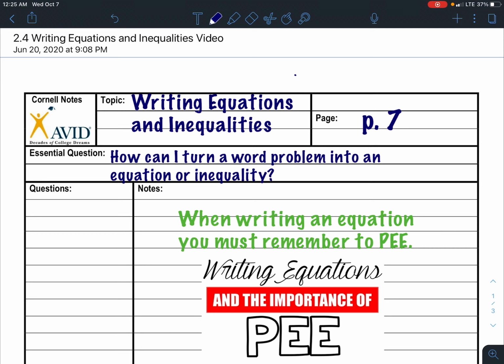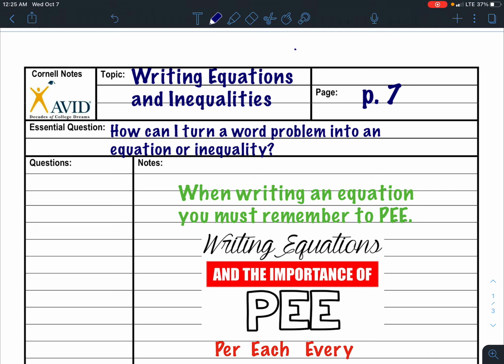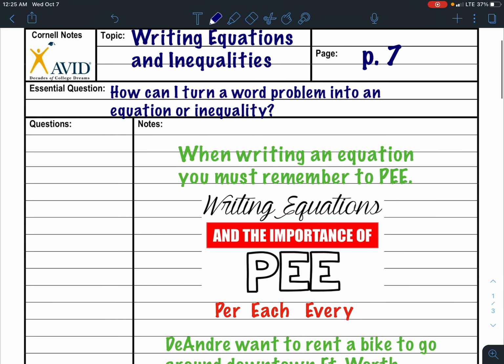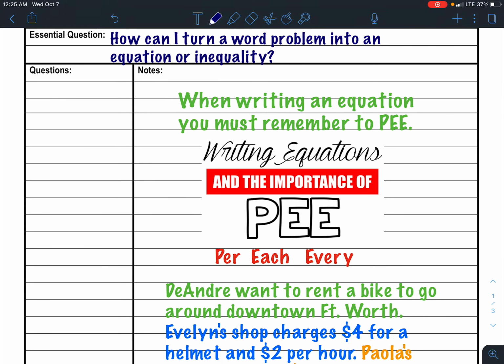So anytime they give you a word problem of a mathematical situation, I want to be able to turn this into an equation that I can solve for different answers. So whenever you're writing an equation, you must always remember to P. And I know that sounds kind of funny, but it'll help you remember. So writing equations is all about the importance of P. And P stands for per, each, and every.